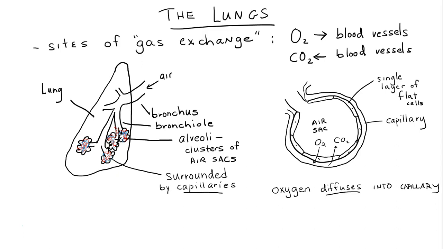So just a reminder of what diffusion is. Diffusion is when a substance moves down its concentration gradient. So there's more oxygen in the air sac than in the capillary, so it will move down its concentration gradient into the capillary. And then the opposite is going to happen with carbon dioxide. So carbon dioxide diffuses from the capillary into the air sac because the carbon dioxide is higher in the capillary. It's been released from the tissues and carried by the blood to the lung.